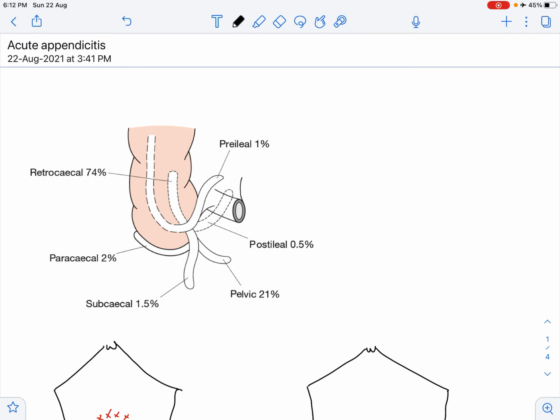In this video, we'll be looking at the clinical features of acute appendicitis. I've done a separate video on the Alvarado score, so for that score, please refer to that video. In this video, we'll be looking at the common symptoms of acute appendicitis and the various fascinating signs associated with acute appendicitis.